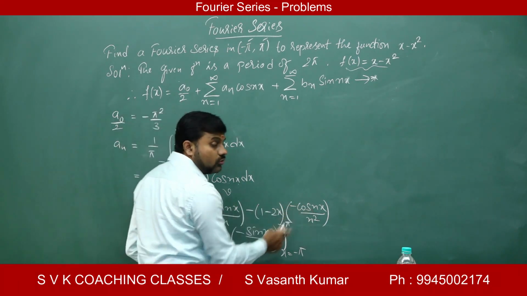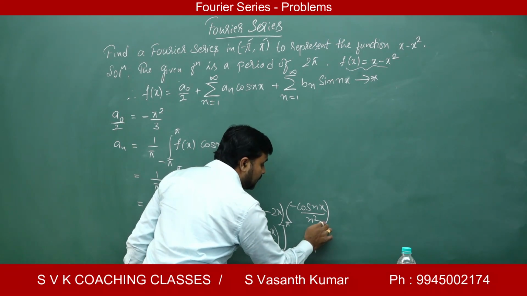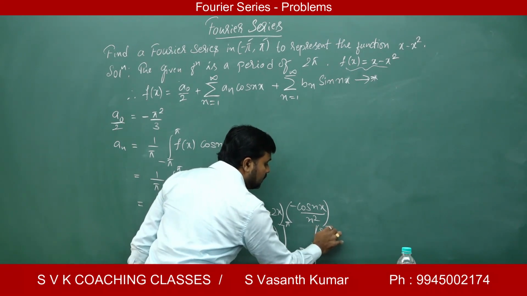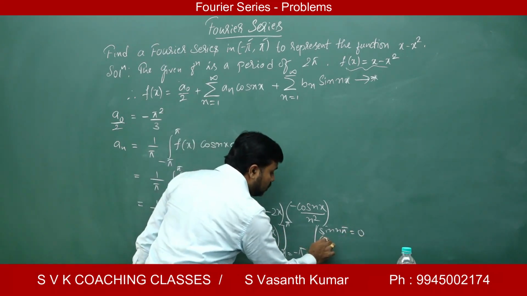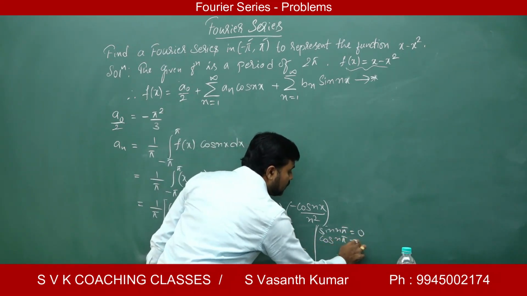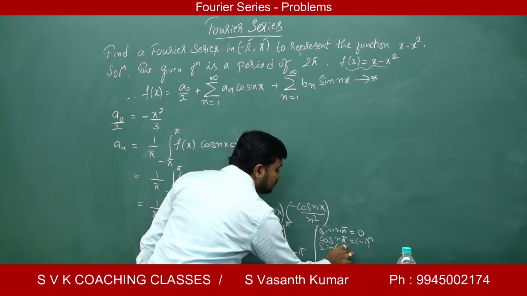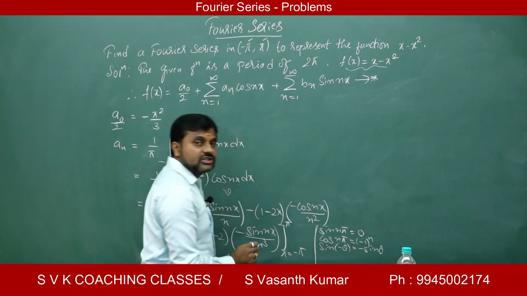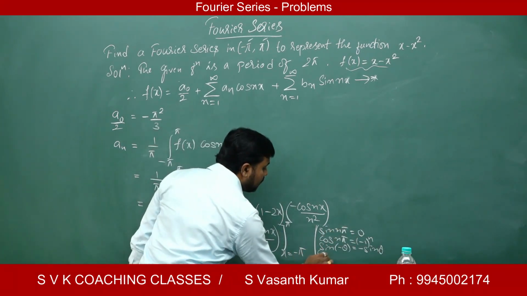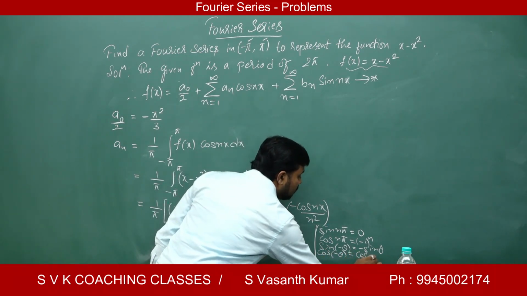And also you should know what cos n pi is. We shall remember that one. Sin n pi is always 0. Cos n pi is minus 1 power n. Sin of minus theta is minus sin theta, and cos of minus theta is cos theta.